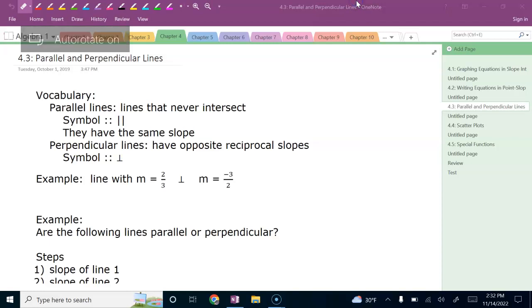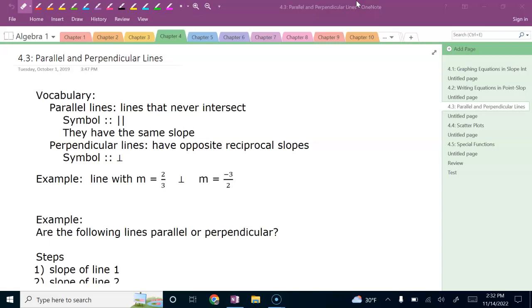Chapter 4, Section 3 is about parallel and perpendicular lines. The main thing I want us to be able to understand in this section is what's the difference between a parallel and a perpendicular line, like what makes them the way that they are, and how can you tell if lines are parallel or perpendicular based off of their slopes.